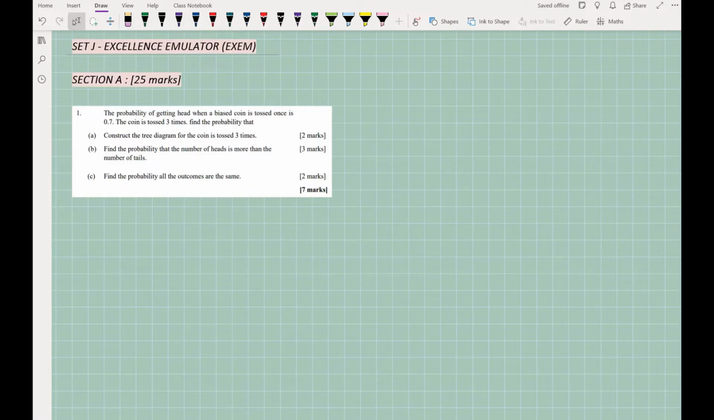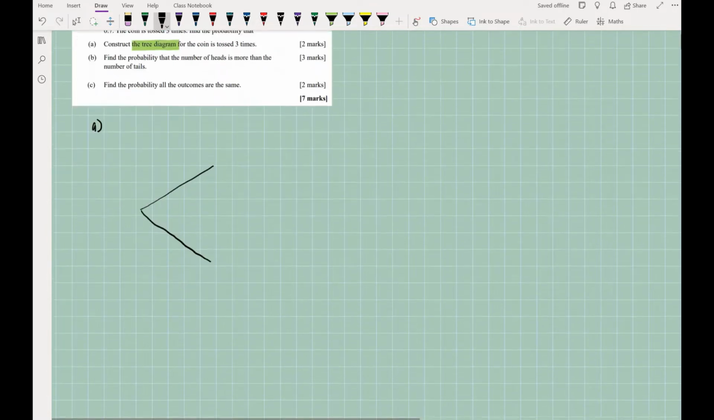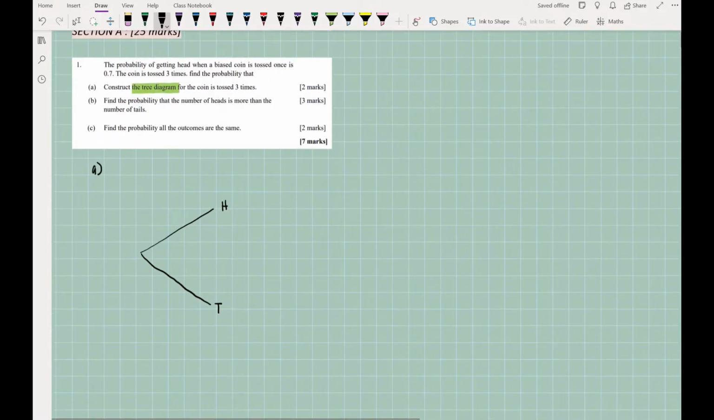So we need to first construct a tree diagram. Itu arahan dalam soalan. So to construct a tree diagram, please remember what you should do adalah kita akan ada branches. This is untuk the first toss. So in the first toss, I'm going to get either head ataupun tail. But please remember, since this is a bias coin, the probability of getting a head adalah 0.7. Sudah diberitahu dalam soalan. And hence here probability-nya adalah 0.3.